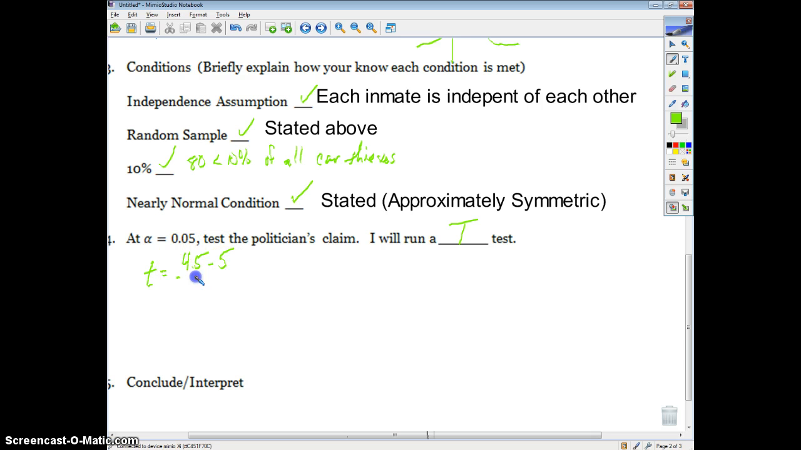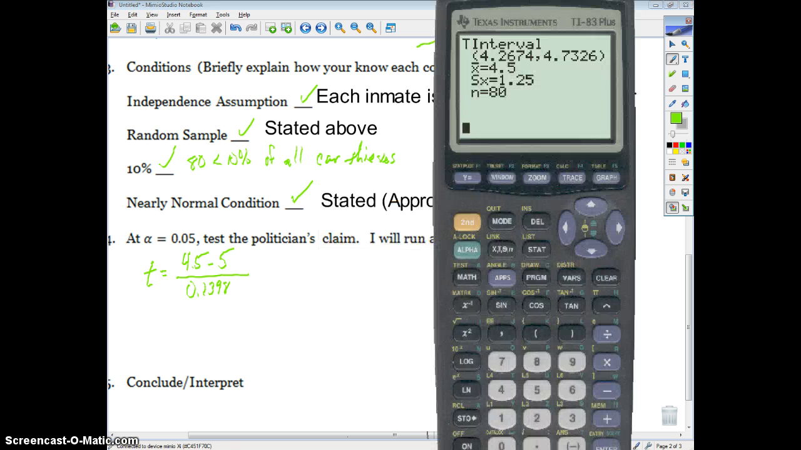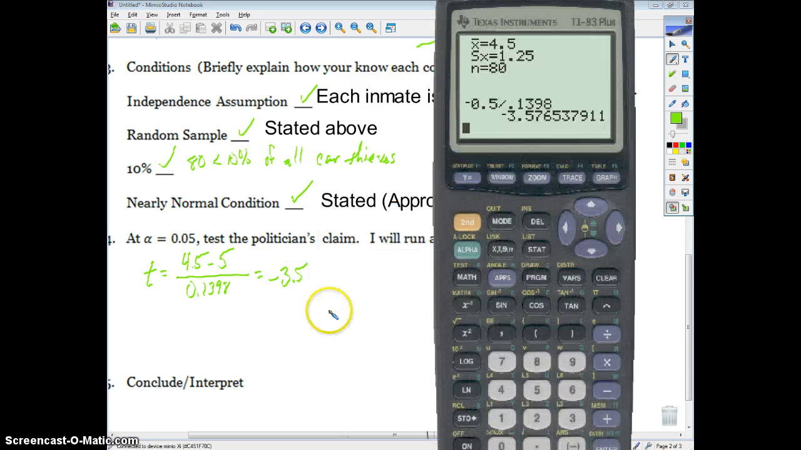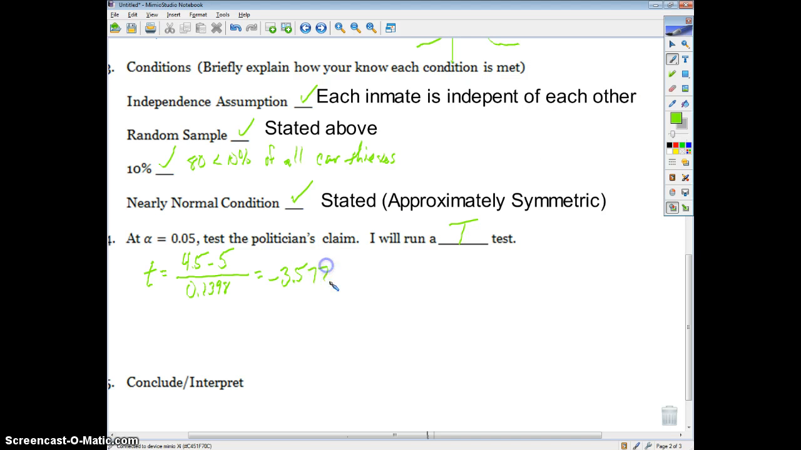4.5 minus mu, the thing we're testing it against, 5, divided by our standard error, which, if I remember correctly, was 0.1398. Okay? So negative 0.5 divided by 0.1398 gives me that. So my t statistic is negative 3.577. Okay, and since that's to the left of our critical t-value, we're going to reject.